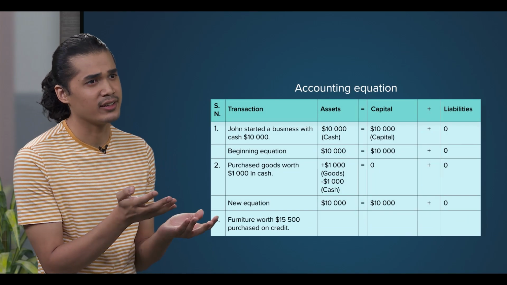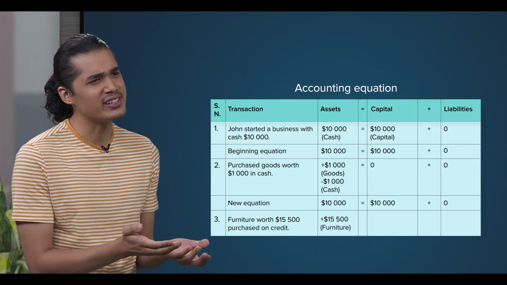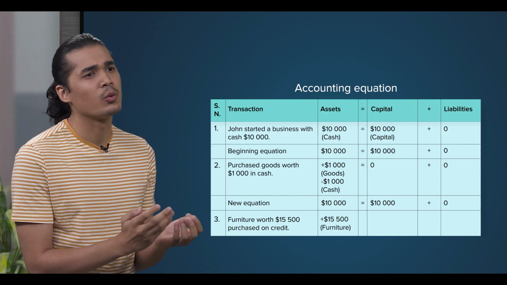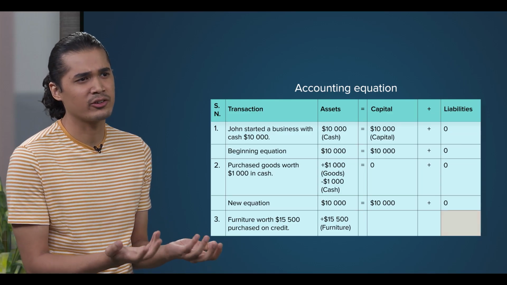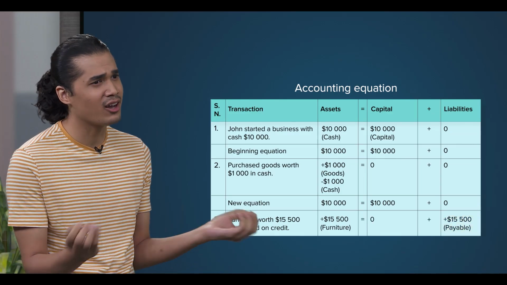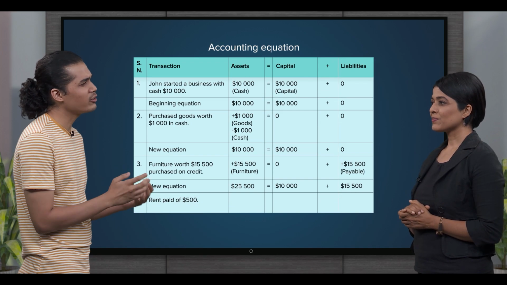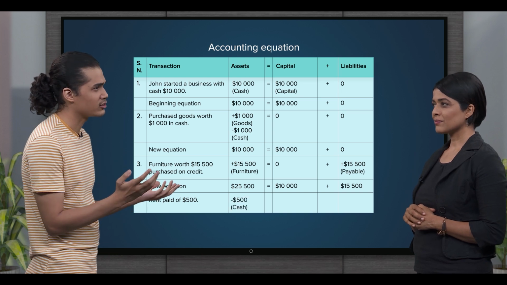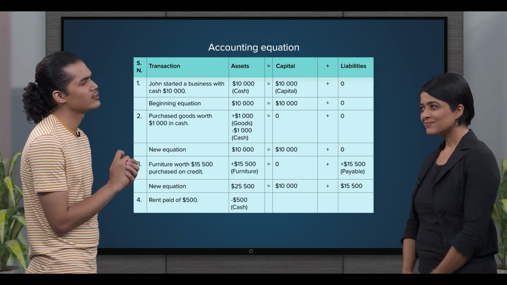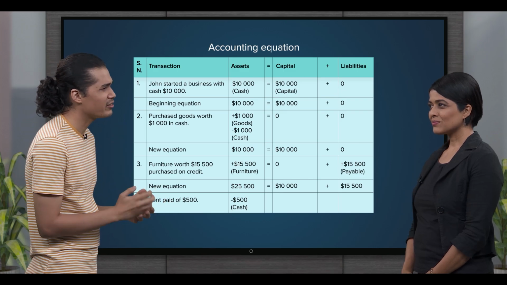The furniture, which is an asset, increases by $15,500. Also, since it is bought on credit, we have to pay it in the future. So our liability increases by $15,500. That's right. Moreover, when the rent is paid in cash, assets decrease by $500. And rent, what effect does the rent have here?